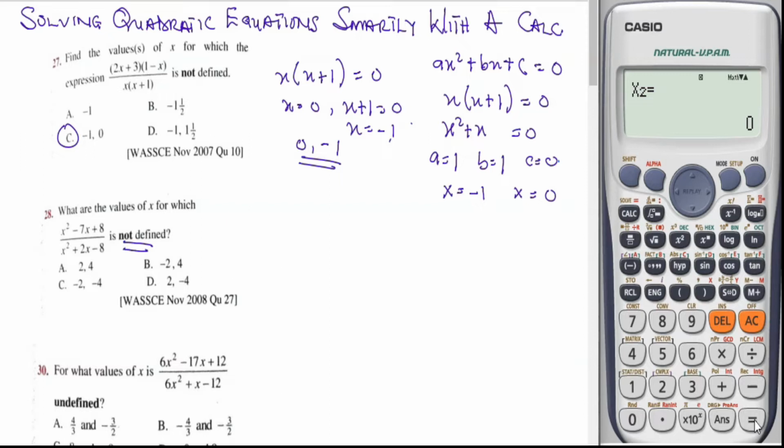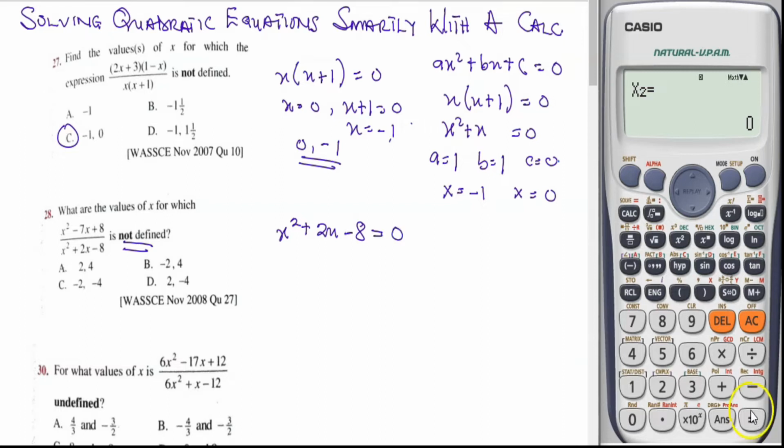So remember again, if the function is not defined, if it's a rational function, all that you need to do is to select the denominator and equate the denominator to 0. Per our rational function here, the denominator, which is x squared plus 2x minus 8, is a quadratic function. So to solve for the value of x there, we need to equate it to 0. So it becomes a quadratic equation.